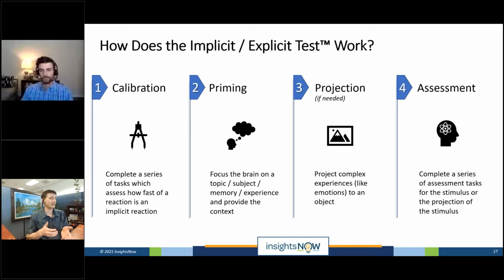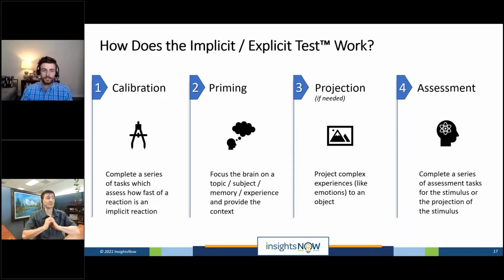That way we can identify for every single person, if it's before they had their coffee or after they had their coffee, they may change. When they think about that category, it may change. If they're on their phone or on their computer, maybe it changes. We use that information to make sure that when we do the actual assessment, we're comparing and contrasting to their specific calibration. The next step is priming.